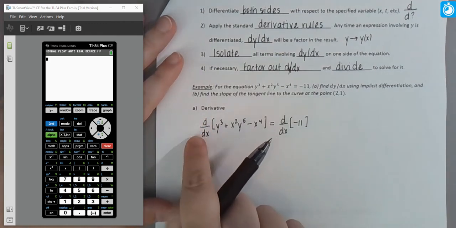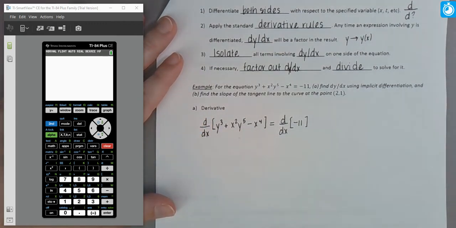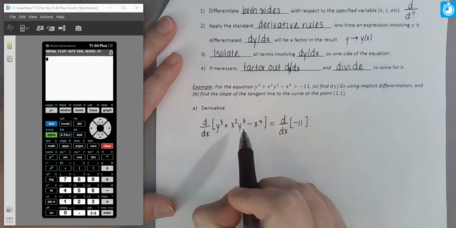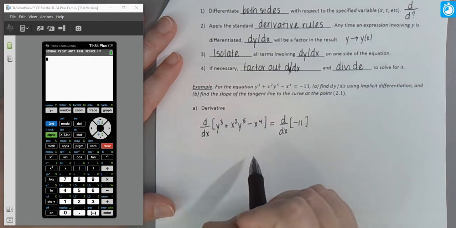Now, I'm going to break the left-hand side down just a little bit more so we can go term by term by term. So remember, the sum and difference rules tell us we can differentiate one term at a time. So I can just look at the derivative of this term, just look at the derivative of this term, and just look at the derivative of this term.